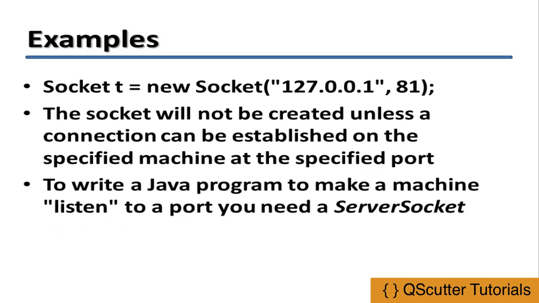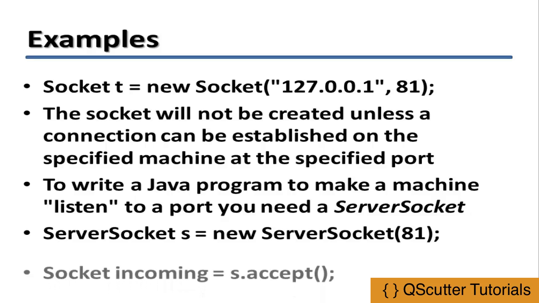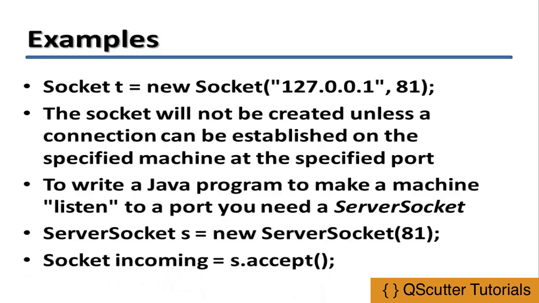To write a Java program and to make a machine listen to a port, you need a ServerSocket, so that a ServerSocket would be able to manage that port, and then you would be able to listen to that port. And we can create that server socket by using ServerSocket s = new ServerSocket(81), and 81 is actually the port number which we are going to manage with that. Socket incoming = s.accept(), and then with the help of this, the incoming connection from that port number 81, which is handled by the ServerSocket, we're going to wait for and accept for further processing.